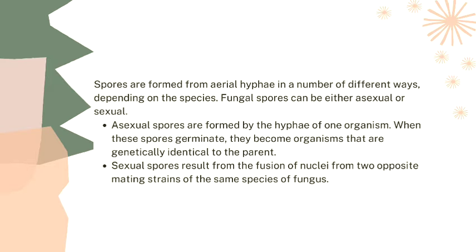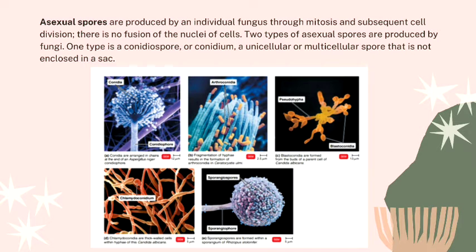Asexual spores are formed by the hyphae of one organism. When these spores germinate, they become organisms that are genetically identical to the parent. Sexual spores result from the fusion of nuclei from two opposite mating strains of the same species of fungus. Asexual spores are produced by an individual fungus through mitosis and subsequent cell division. There is no fusion of the nuclei of cells. Two types of asexual spores are produced by fungi. One type is the conidiospore and the other is the conidium, a unicellular or multicellular spore that is not enclosed in a sac. Below are sample images of asexual spores.